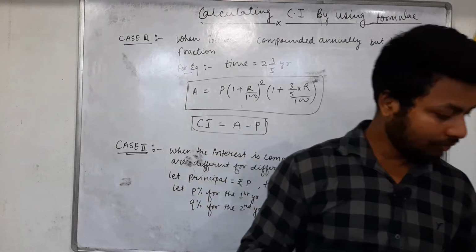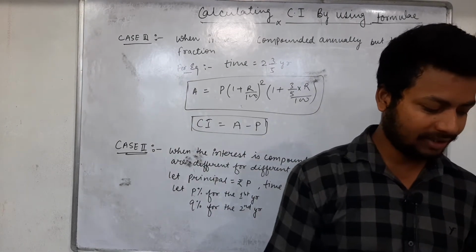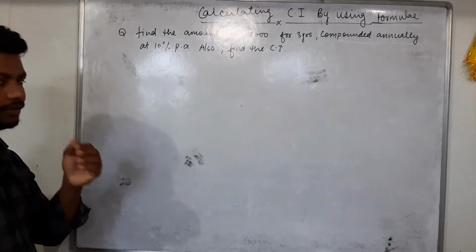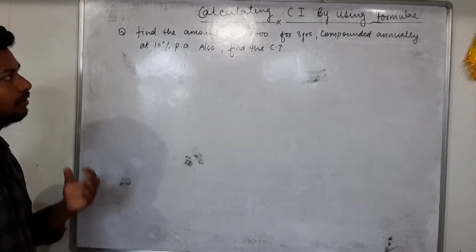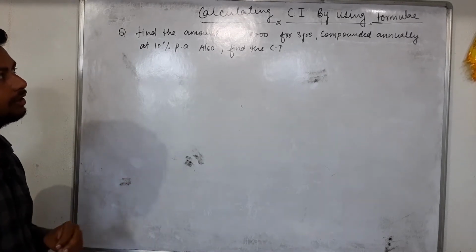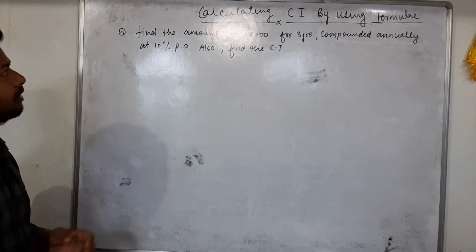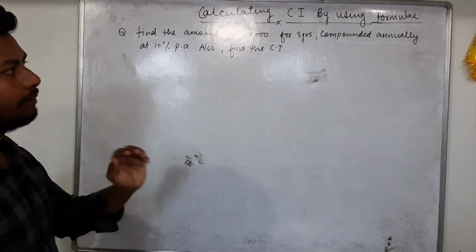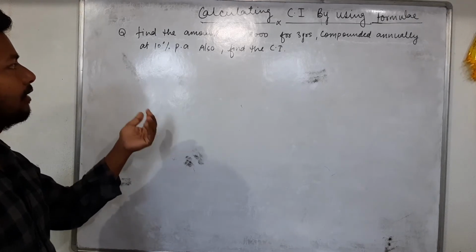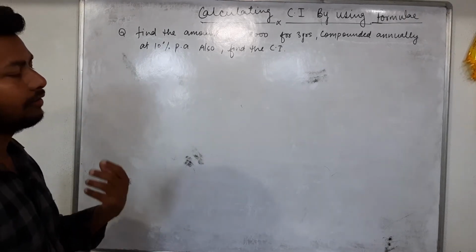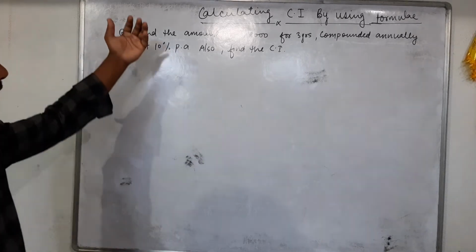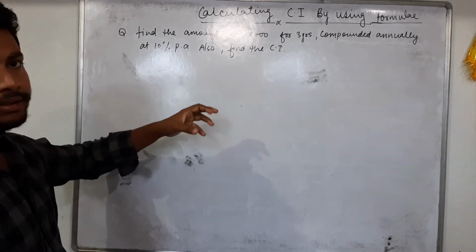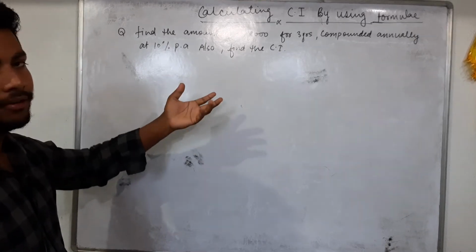ठीक है. So we will do 3 problems on the 3 cases. The first problem is the first question based on the formula. By using formula you can calculate the amount and compound interest. Find the amount of rupees 8,000 for 3 years compounded annually at the rate of 10% per annum. Also find the compound interest. First of all we have to calculate the amount for rupees 8,000, and after that you have to find the value of compound interest.